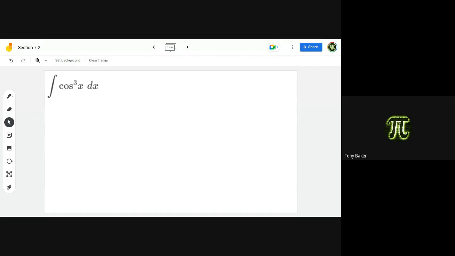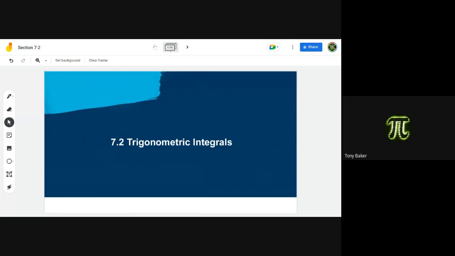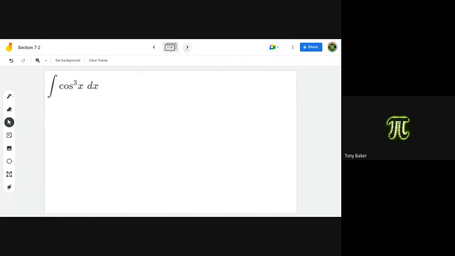All right, so we're going to start looking at trigonometric integrals. So let's start off with the simple one: cosine cubed x, or cosine x to the third power. How would you like to do this one? And if you know, don't say a word, because I know you've seen some of this stuff before. What would you like to try?